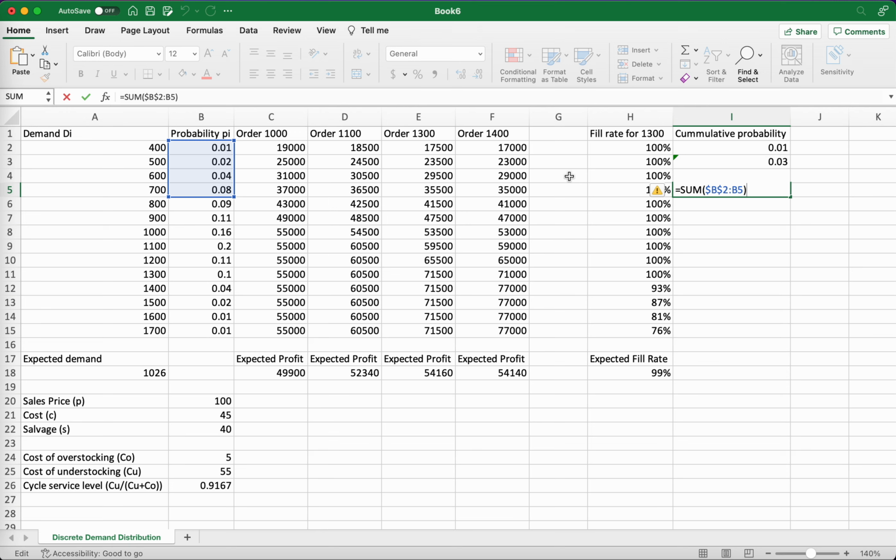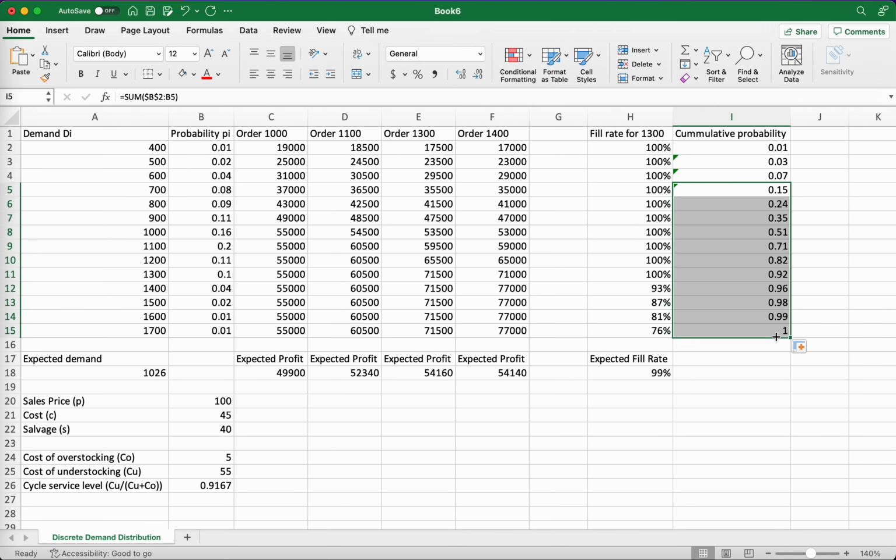So this is a simple way of making sure that if you're adding things that always start at a particular point and increase in the column, this is how you do it. You'd put dollar signs for the first one, but not the remaining. You can do this for the whole thing here, right? So these are my cumulative probability values. This tells me that the probability that demand is 1000 or lower is 51%. Probability the demand is 1100 or lower is 71%, and so on.